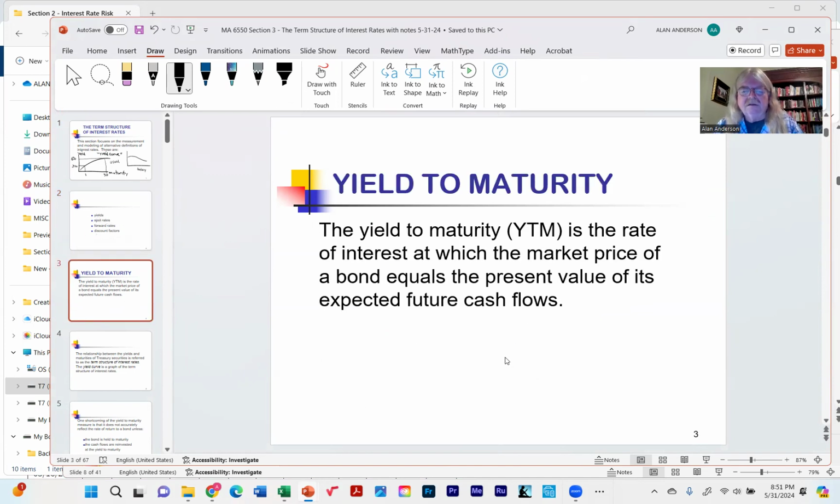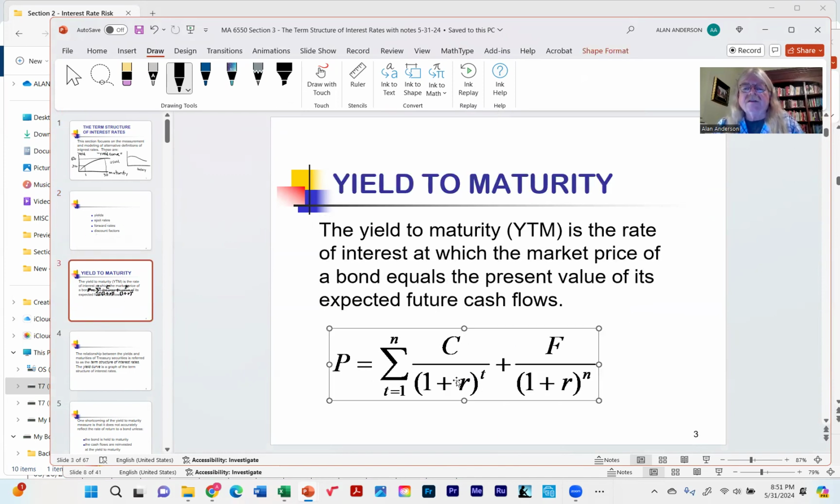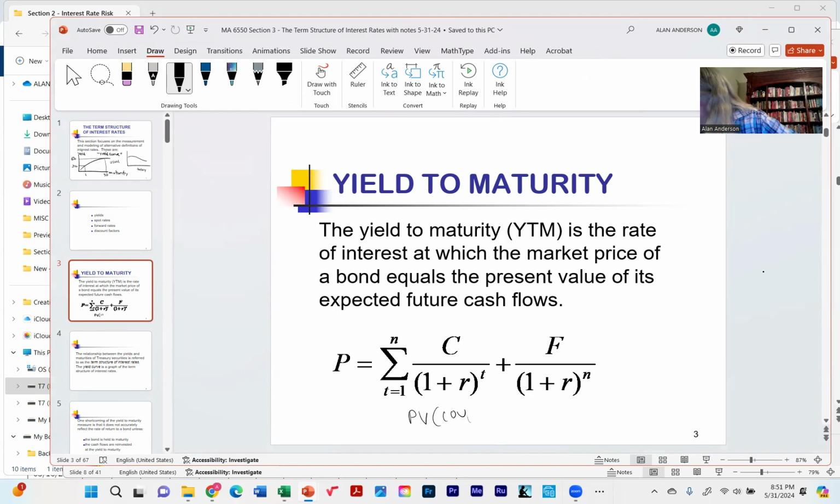Let's put it here. So basically what they're saying here is that on the right, what you're actually seeing is the present value of the coupons. And over here, you're seeing the present value of the bond's face value. And that adds up to the bond's price. Or think of it as the present value of all of its future cash flows.